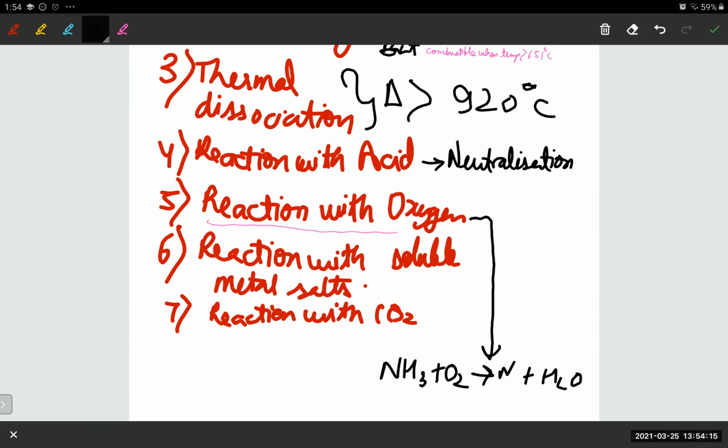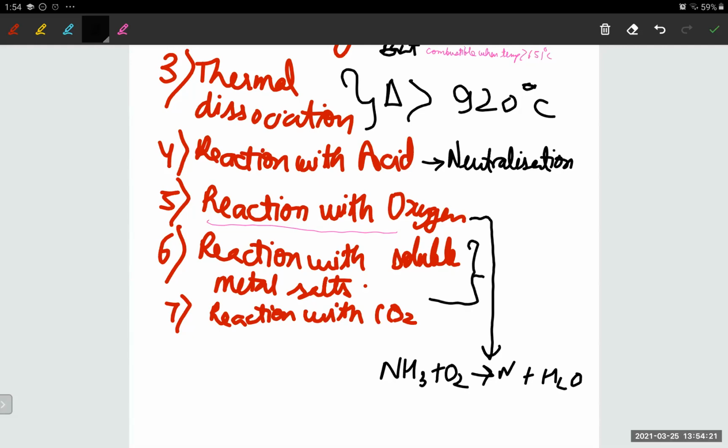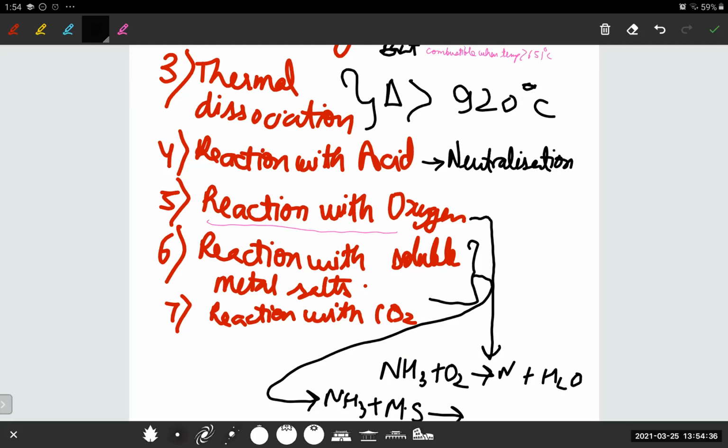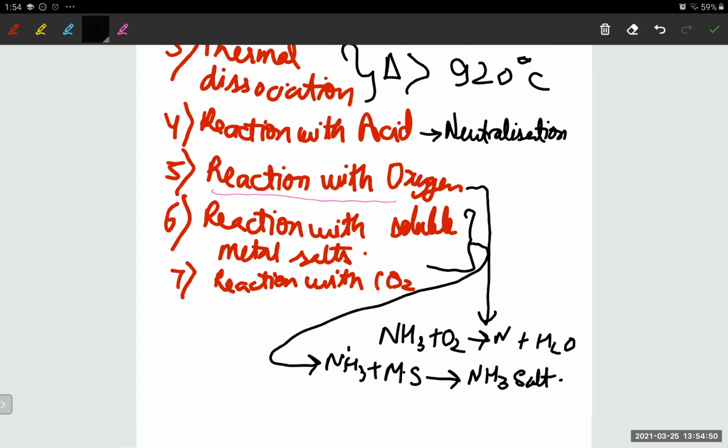Next, reaction with soluble metal salts. What will the reaction be? The reaction with this will be NH3 plus metallic salts. Okay, will give us what? Will give us NH3 salt, solid, plus NH3 water. So we'll get NH3 salt, that is ammonia type of salt, right? Yes or no? And we'll get hydroxide, any hydroxide OH. Understood? Any hydroxide we'll be getting.